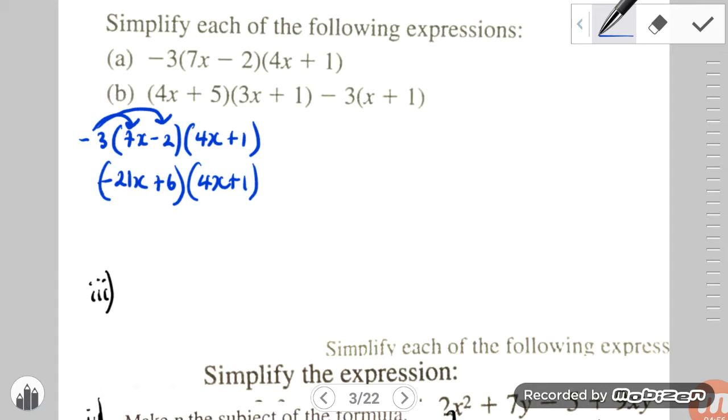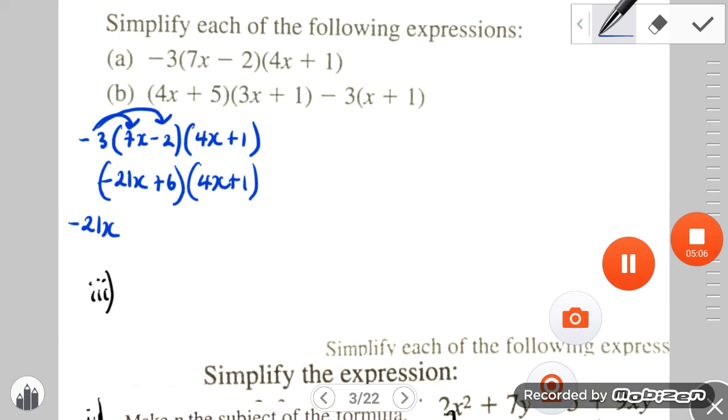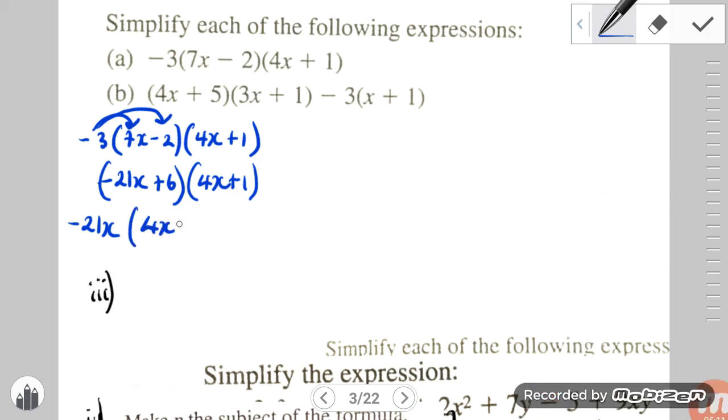We're going to use what is known as the distribution law. We take the first term, which is negative 21x here, and multiply it with the bracket over there, which is 4x plus 1. We take the positive 6, which is the second term, and multiply it by the second bracket again, which is 4x plus 1.